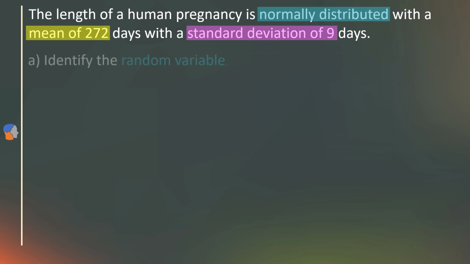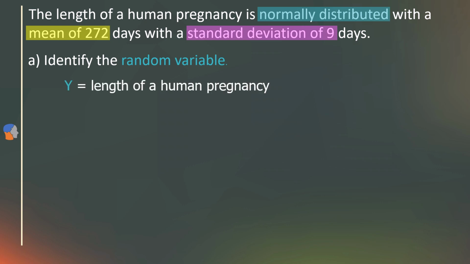Part A. Identify the random variable. What is the random variable here? We talk about the length of a human pregnancy. Therefore, we can define a random variable y as the length of a human pregnancy. Now, let me translate the given information into a mathematical statement. Here, y has normal distribution with mean 272, the standard deviation 9.